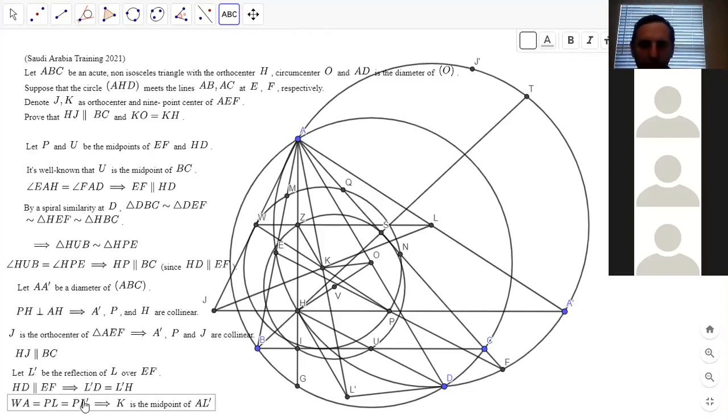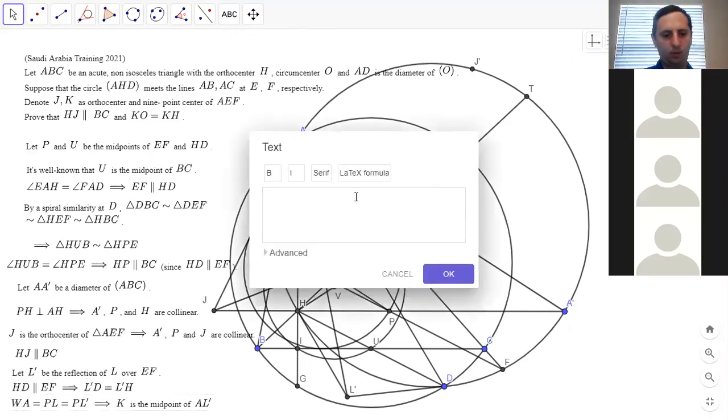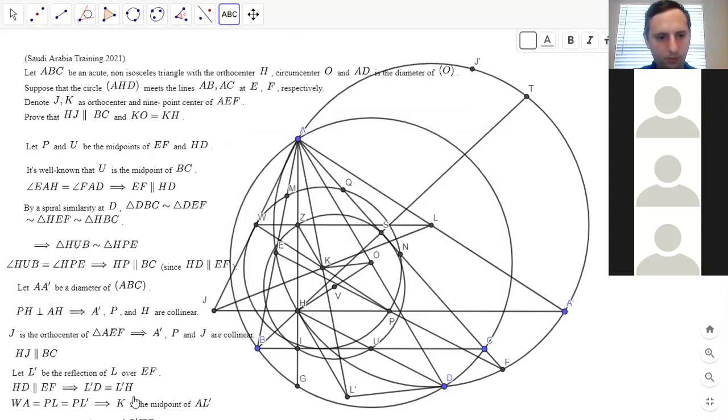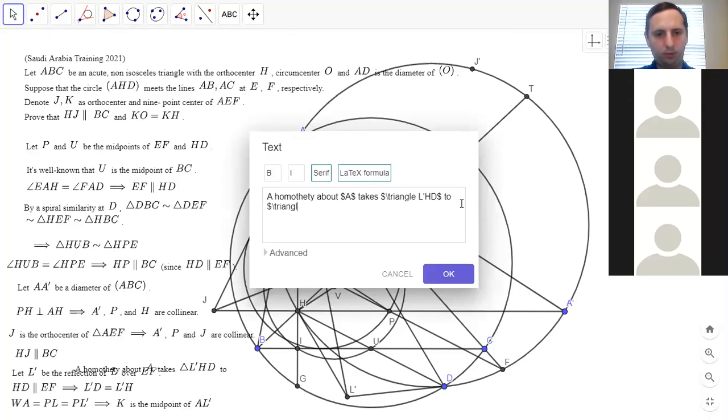And so KH. So the homotopy centered at A will take H to Z, L prime to K, and D to O. Therefore, KZ will be equal to KO. So the homotopy about A takes L prime HD to KZO. So that takes it to triangle KZO, or KHO. So that means that KO is equal to KH.